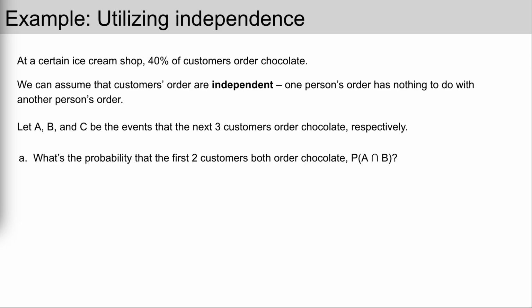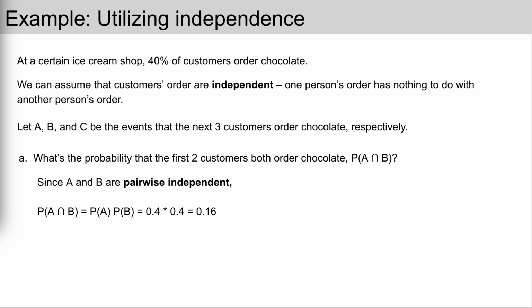First, what's the probability that the first two customers both order chocolate? That is, what's the probability that events A and B occur? Well, by our assumption that the set of events A, B, and C are independent, it follows that each pair of events in that set are independent. That is, A and B are independent. As such, the probability of A and B is the probability of A times the probability of B. Plugging in the fact that 40% of customers order chocolate, there's a 16% chance that both of the first two customers order chocolate.